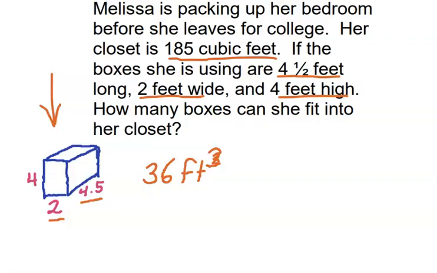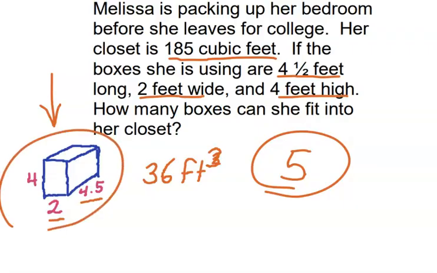So 185 divided by 36 is actually 5.1. So basically, she can fit 5, right? She's going to be able to fit 5 full boxes into her closet. So that's the answer to that one. It was nice that they gave us numbers that were really easy to multiply together. So we can fit 5 full boxes. It's actually a little more than 5, but 5 boxes with just a little bit of room.